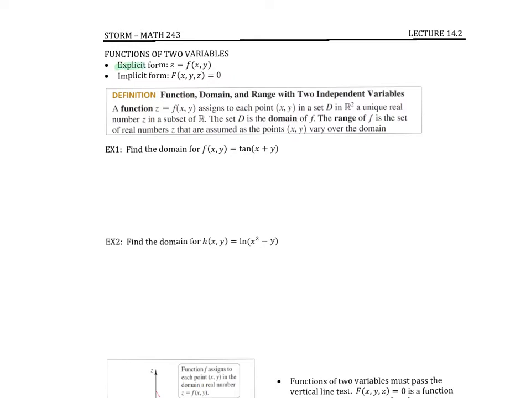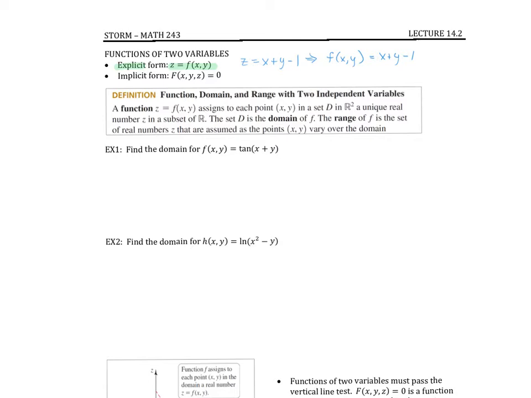So we can explicitly solve for z and write z as a function of x and y. For example, let's say we have z equal to x plus y minus 1. Well, then we can go ahead and replace z with our function notation. So z is a function of x and y, which is equal to x plus y minus 1.